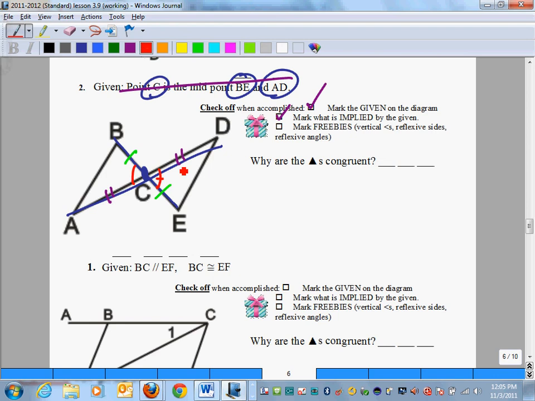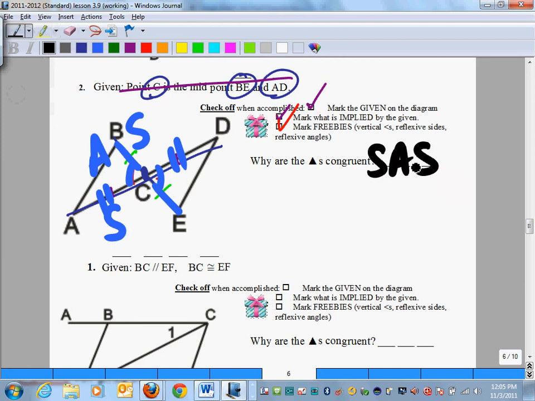Okay. Now let's see what we have here. When I pause, say the word sides or angles. Here we have a pair of sides. Here we have a pair of angles. Here we have a pair of sides. Side angle side. How do you know the order though? Because the angle is squeezed between the sides.